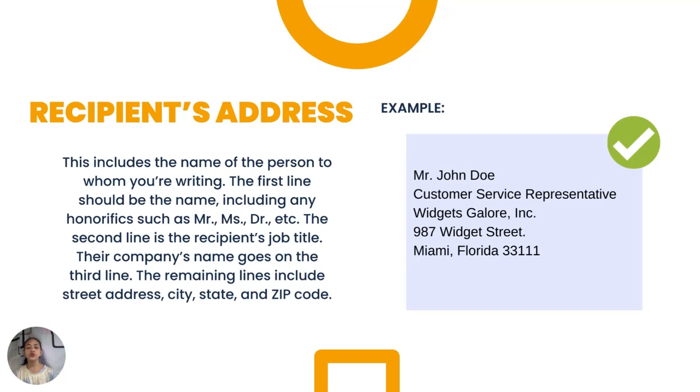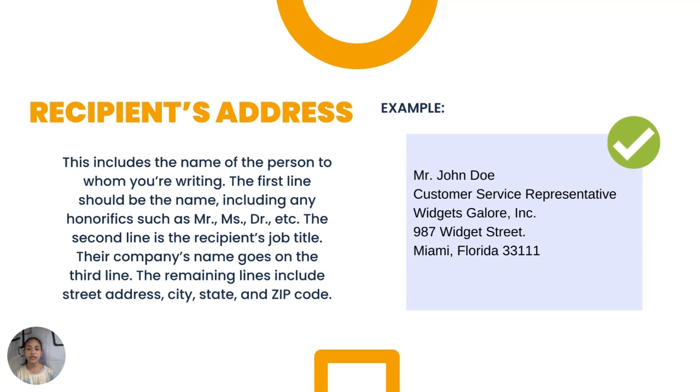Next is the recipient's address, or also called the inside address. This includes the name of the person to whom you are writing. The purpose of the recipient's address is to ensure that the letter doesn't get lost in the office shuffle wherever you are sending it. The first line should be the name, including any honorifics such as Mr., Miss, Doctor, etc.